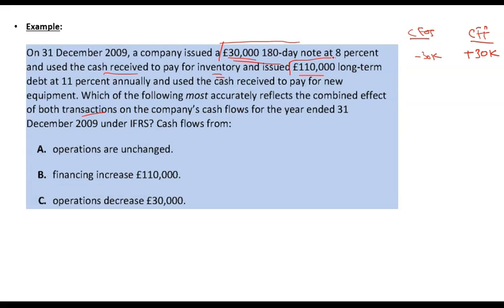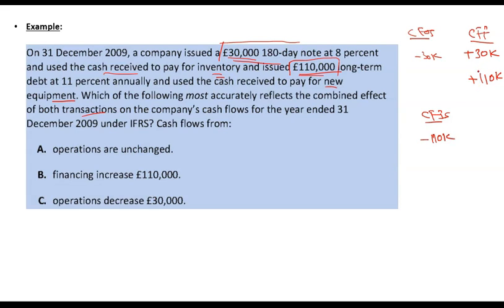And it issued 110,000 long-term debt at 11% annually. So that means again issuing another loan. When it issues a loan, it will get a cash inflow, so that is again cash inflow in financing activities. And then this cash being received is used to pay for new equipment. When you pay for new equipment, that is cash flow from investing activity. So cash flow from investing activity will be minus 110,000.